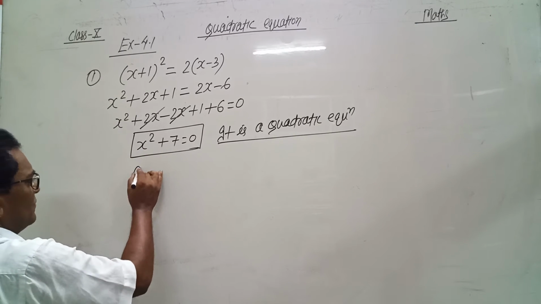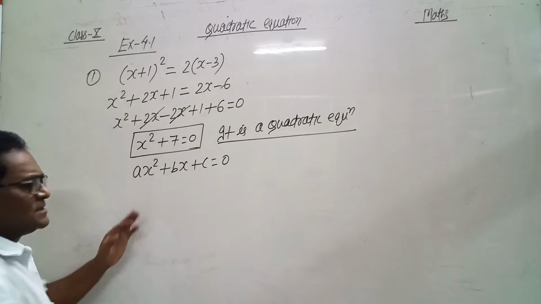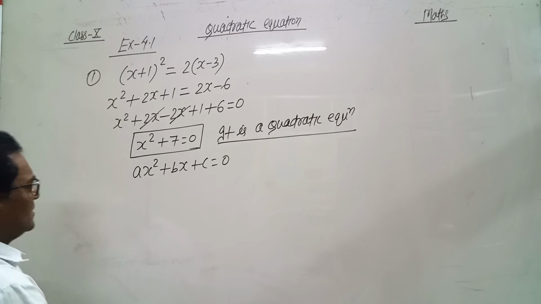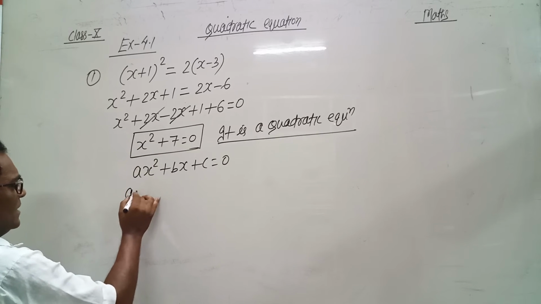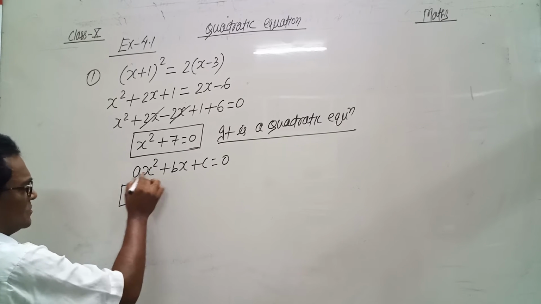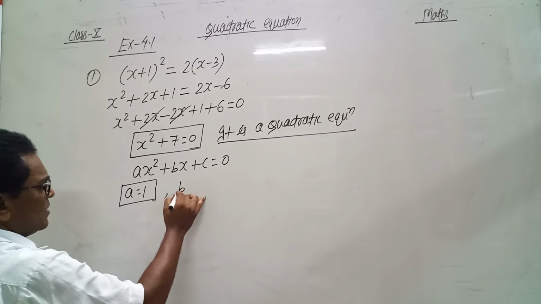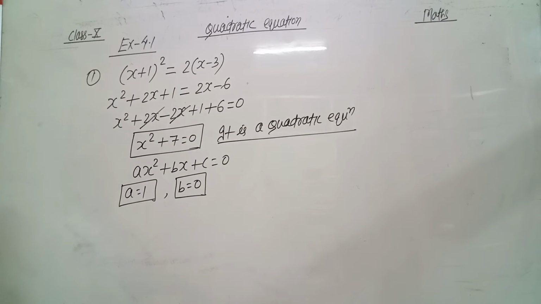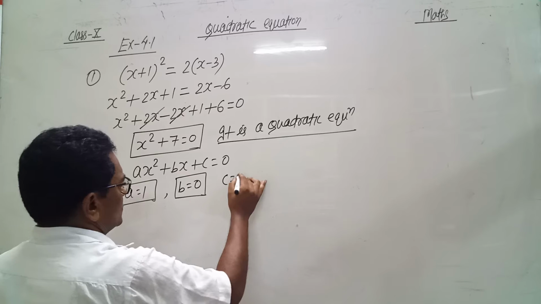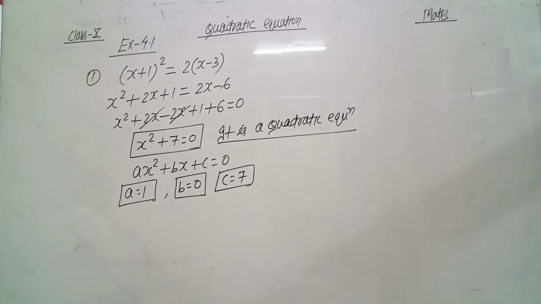And also this is of the form ax square plus bx plus c equals to 0. This is the standard form. If there would be asked the value of a, b and c, so the value of a is 1, coefficient of x square is the value of a, and here coefficient of x square is 1. The value of b is 0 because there is no term containing x in this equation, and c is the constant term, so the value of c is 7, and this is the quadratic equation.